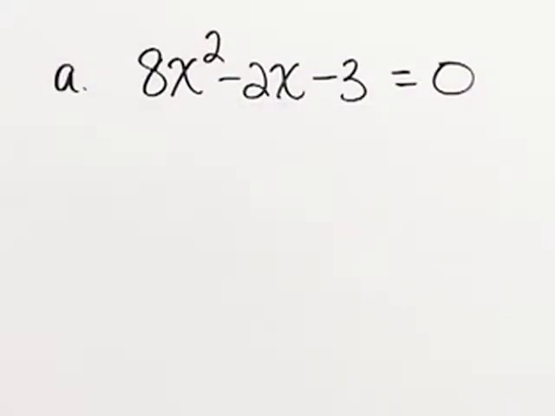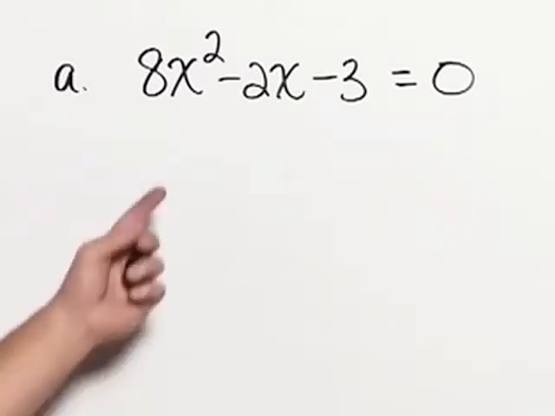Part A, 8x squared minus 2x minus 3 equals 0. Part B, 8x squared minus 2x minus 3 is less than or equal to 0. And Part C, 8x squared minus 2x minus 3 is greater than or equal to 0.